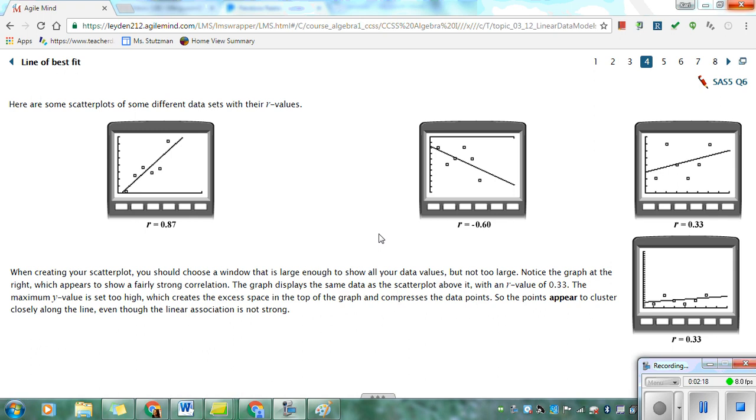Looking at these scatter plots, you can see this very first one. See how it rises? I'm going to say that this has a positive correlation, which means my r value is close to 1. So your r value would be 0.87, which would be positive. Your r value for this one, see how it's decreasing, it's falling, it's negative 0.6, so it would have a negative correlation. And over here, do you see how the points are completely scattered? It appears that there is no correlation or little, so it's 0.33. It's really close to 0.